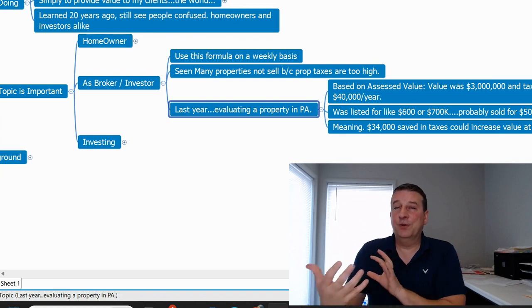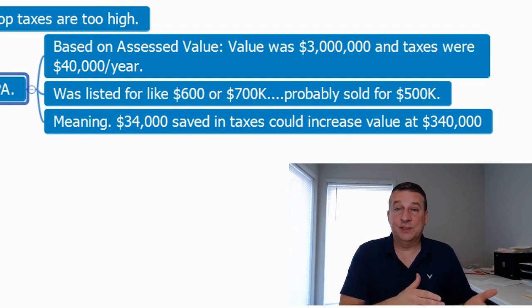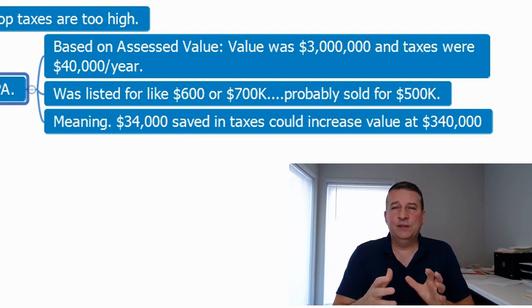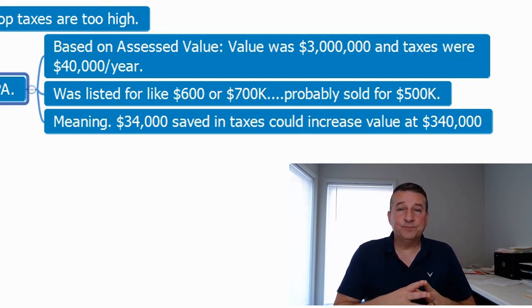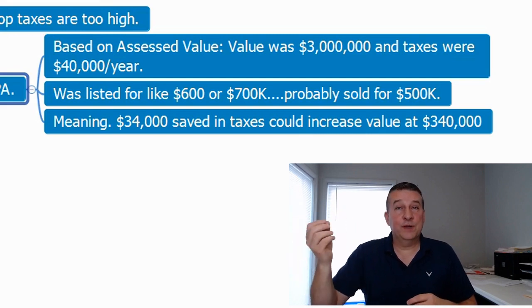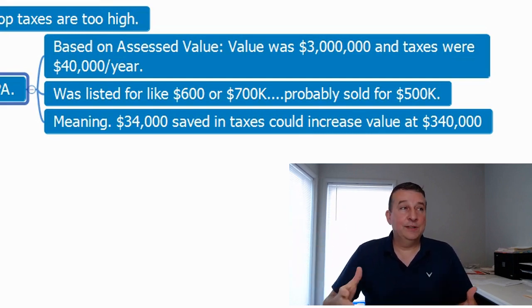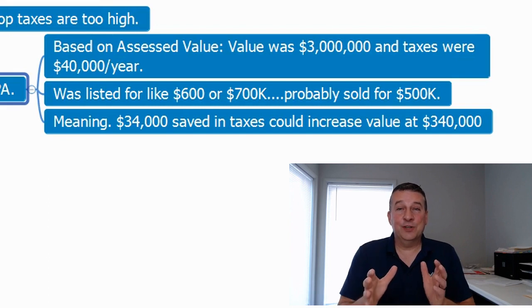So we were looking mostly on the East Coast, but we ended up finding one property in Pennsylvania that we ended up not purchasing. But just to give you an idea, based on the assessed value for that county, they were saying that the actual value of the property was around $3 million. And the property taxes themselves, I don't remember the exact figure, but it was about $40,000.